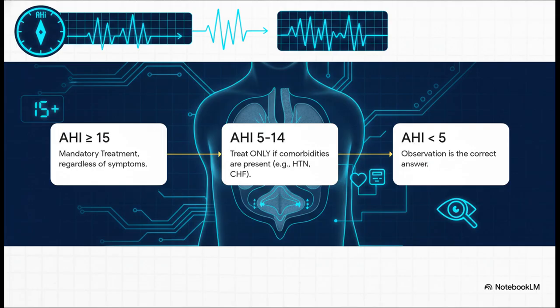Now, an AHI in that gray zone from 5 to 14 requires you to take a second look. You only treat if the patient has comorbidities like hypertension or heart failure. If they don't, the answer is just observation. Don't get trapped by treating a number without checking for those comorbidities first.